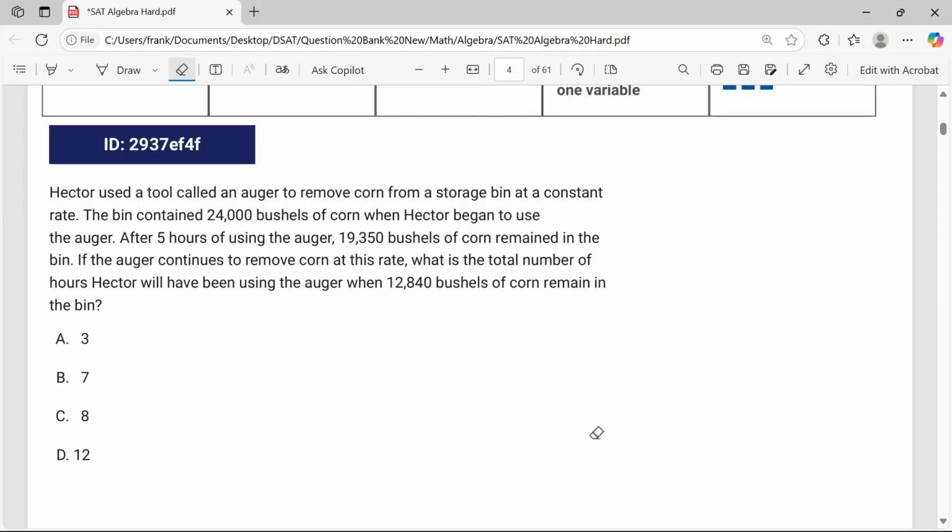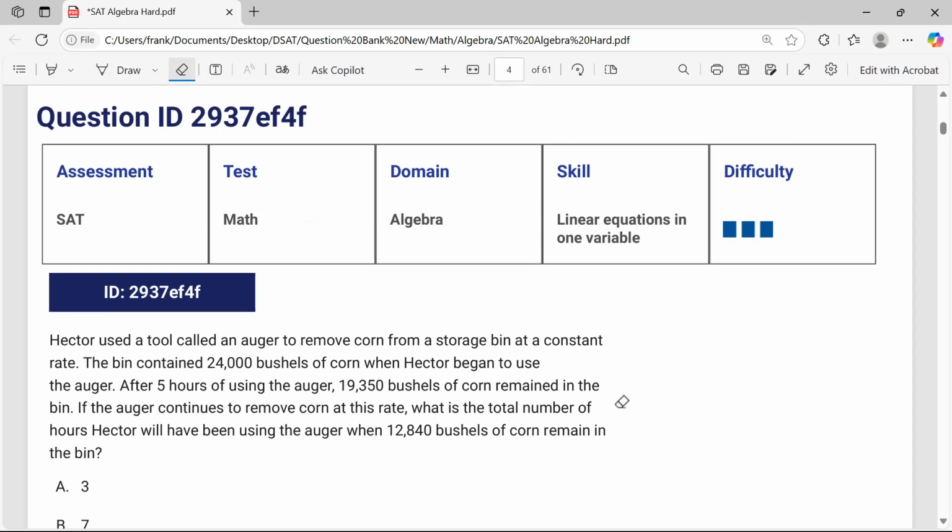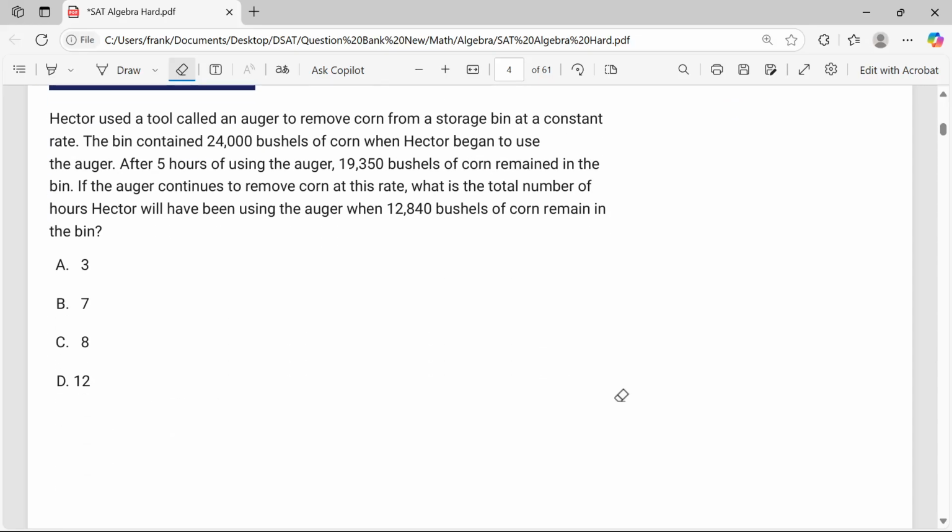Here's an SAT math question. It is a linear equation in one variable, and this one's considered difficulty hard. Hector used a tool called an auger to remove corn from a storage bin at a constant rate.